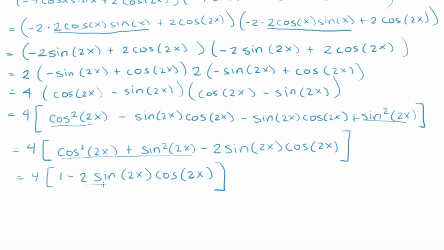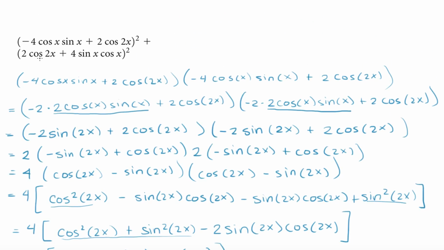Now this whole thing can be simplified again by the double angle formula. So this is 4 times 1 minus sine of 4x. And that's just the first part. Now we have to do the same thing for this part.